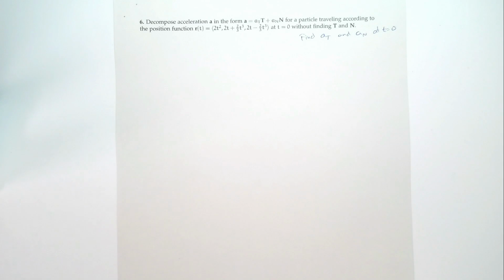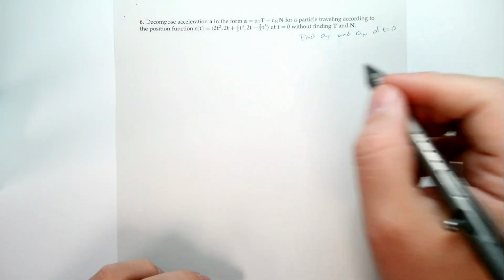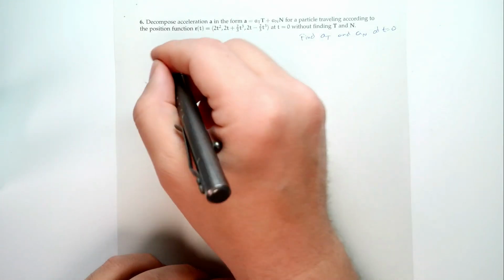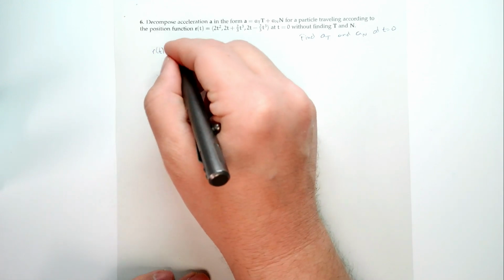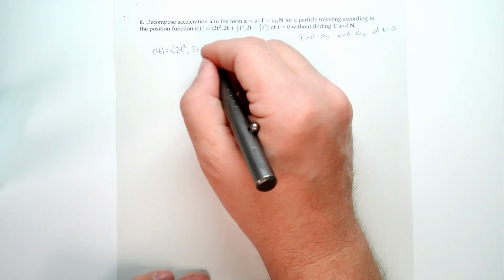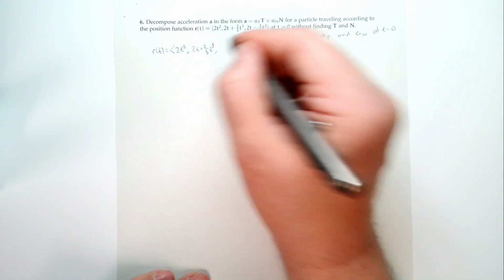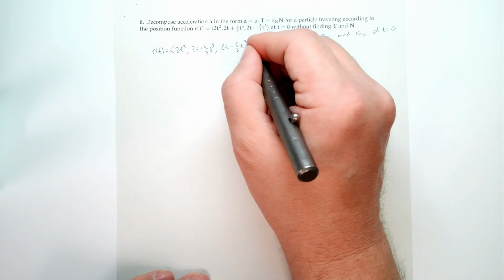Now there's two ways to do this. There's the geometric approach and there's the algebraic approach, and they're about the same. So we just flip a coin and let's see. Well, let's do geometric. Okay, so how do we do geometric? Well, we're going to start with our r of t. So that's 2t squared, comma, 2t plus 2/3 t cubed, comma, and 2t minus 2/3 t cubed.